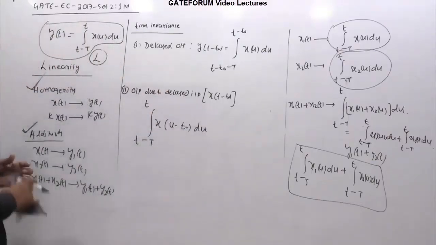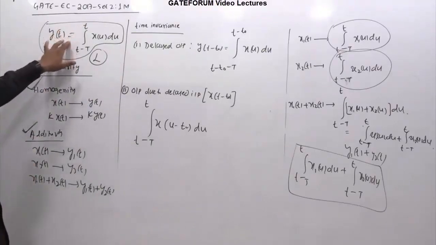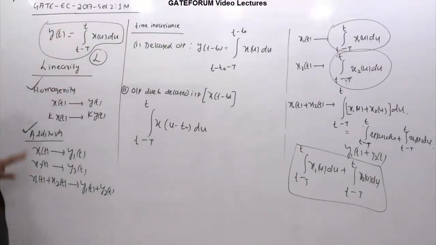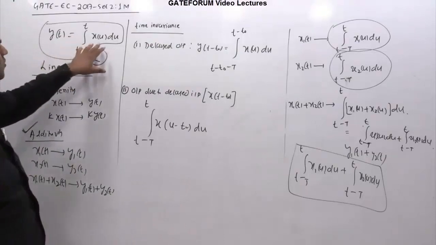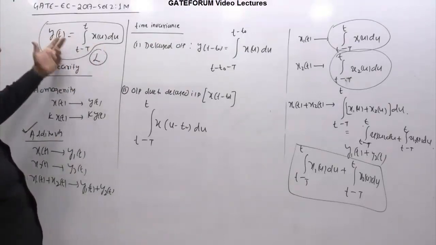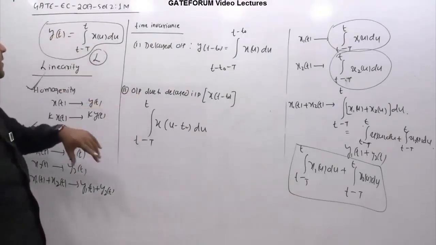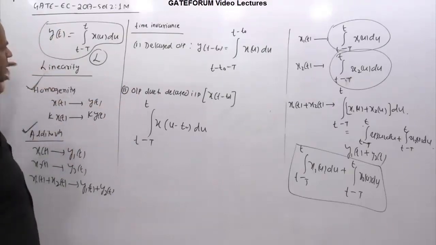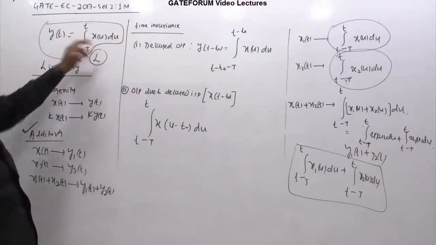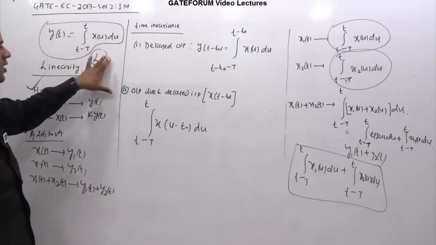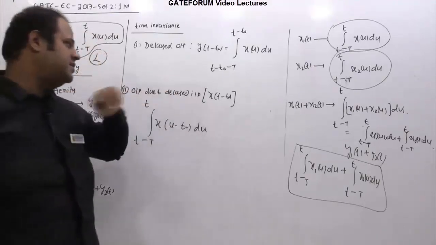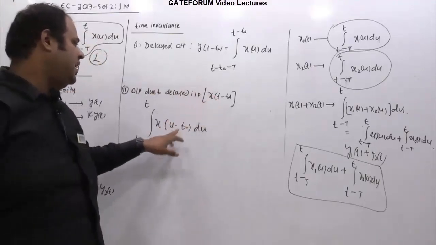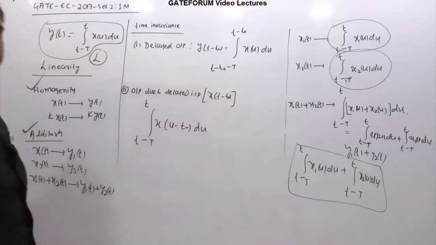So simply the limit is same, I am just changing that t notation to u. Note carefully that this is the output when the input is x of t, and this is the output when the input is x of t minus t naught. What is happening when the input is x of t? That t is being changed to u and it is being integrated with respect to u. And again when the input is x of t minus t naught, this t is changed to u and being integrated with respect to du.